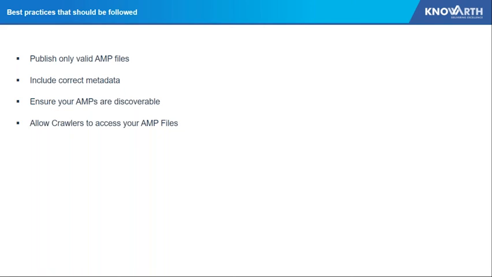Ensure your AMP page is discoverable. An AMP page is only discoverable if you have added the canonical link in your normal pages. Allow crawlers to access your AMP files. So you have to set your robots.txt in such a way that all AMP pages are crawlable.